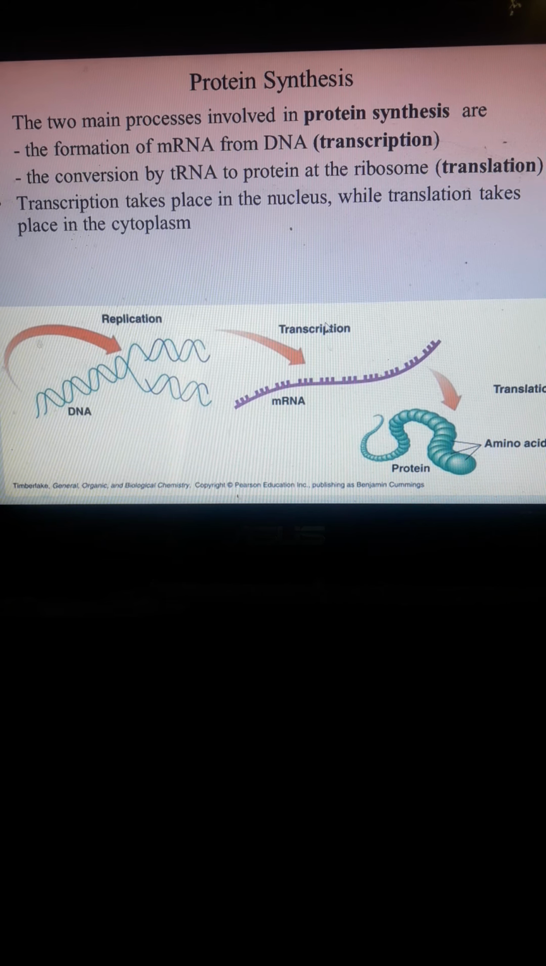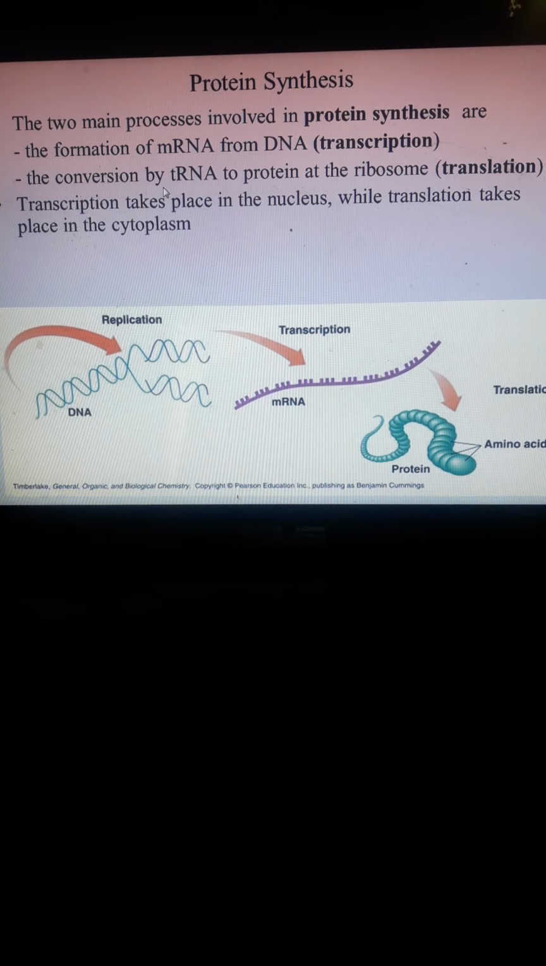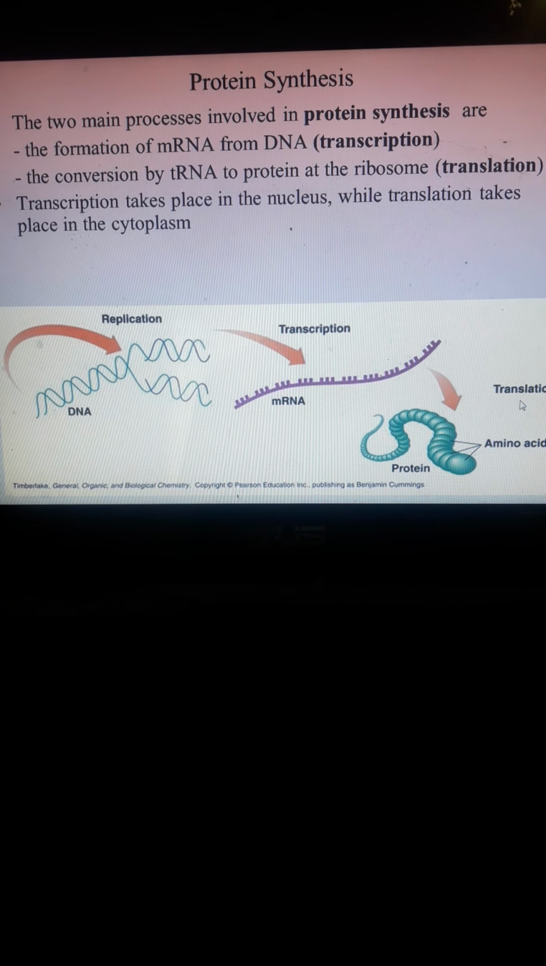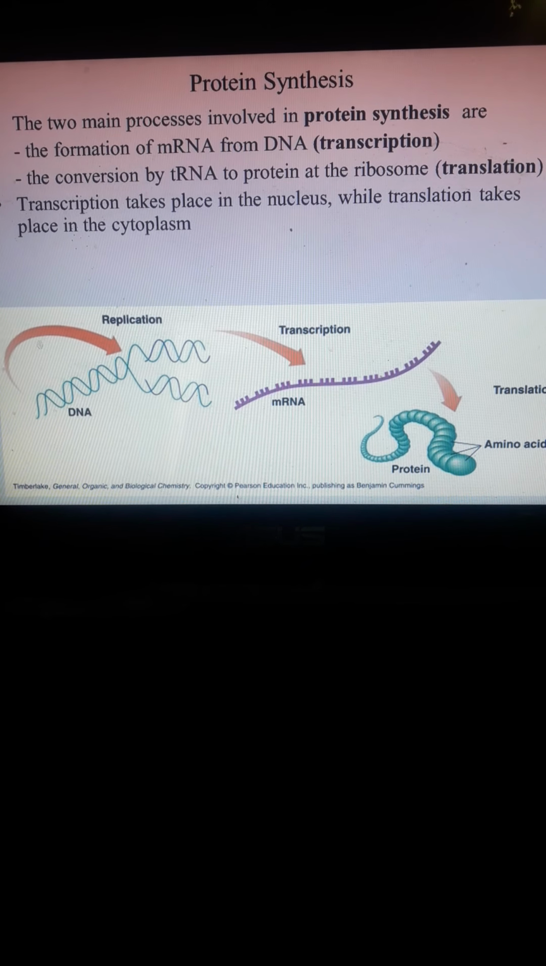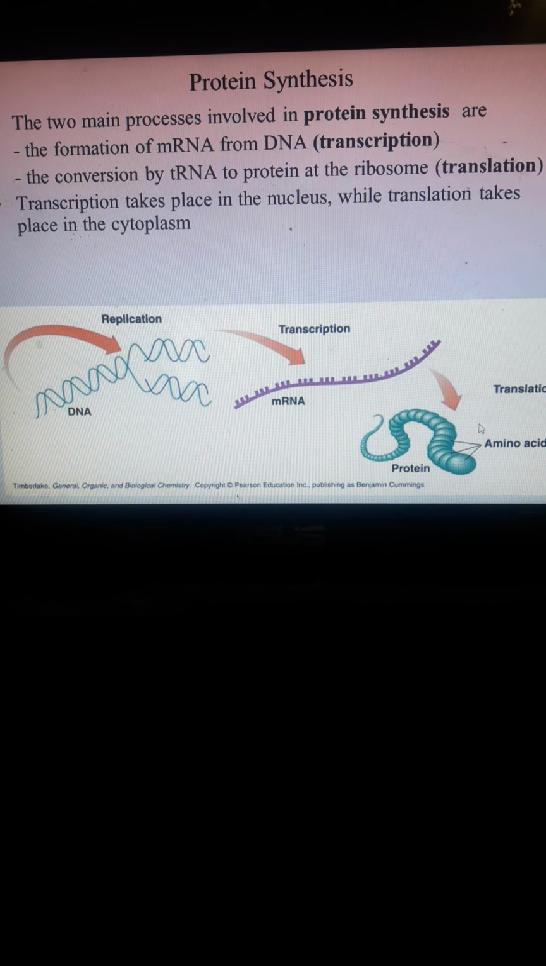So, after nagkaroon ng transcription process, that is the formation of the messenger RNA from DNA. That is transcription. So, it happens in the nucleus. So, after nagkaroon ng transcription, followed by translation, which is known to be the conversion of your tRNA to protein at the ribosome. So, this is already in the cytoplasm. So, magkaroon ng tinatawag natin na formation ng amino acid sequences or linkage that is known to be the protein already. That is already the product of the protein synthesis. So take note, replications.